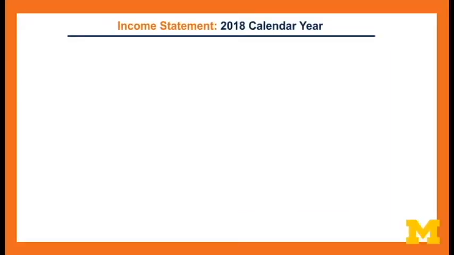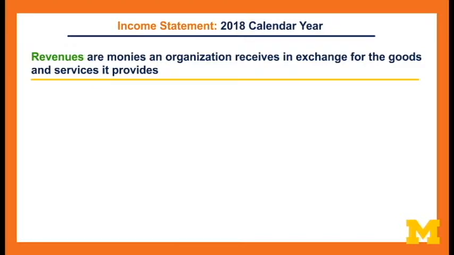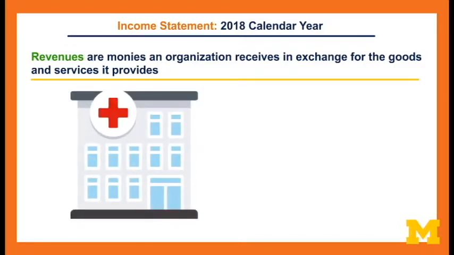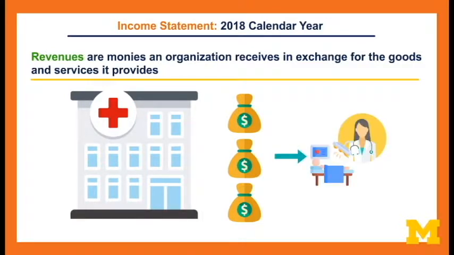The income statement first presents the revenues earned by an organization. Revenues are monies an organization receives in exchange for the goods and services it provides. Healthcare organizations, for instance, receive large portions of their revenues from providing care to patients.